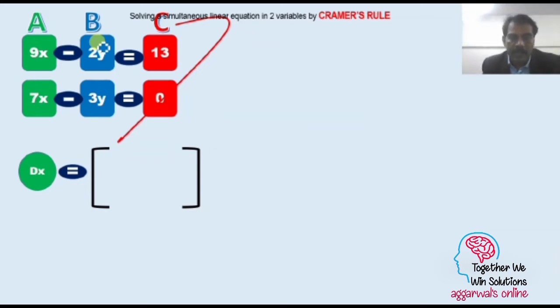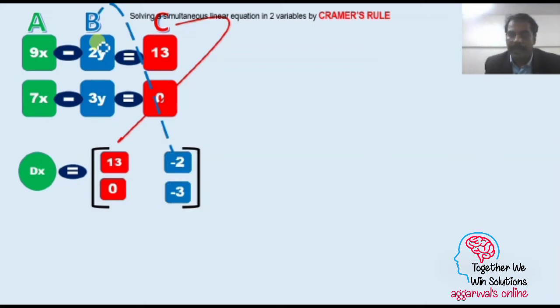We will write the values of column C, that is 13 and 0. Then we can go back to column B and write the coefficients of y, that is minus 2 and minus 3. We have to write the coefficients with their signs. Now we will apply the formula to find the determinant: product of primary diagonal minus product of secondary diagonal.